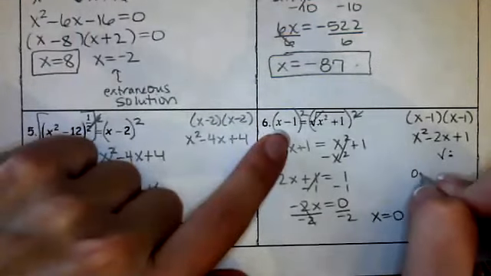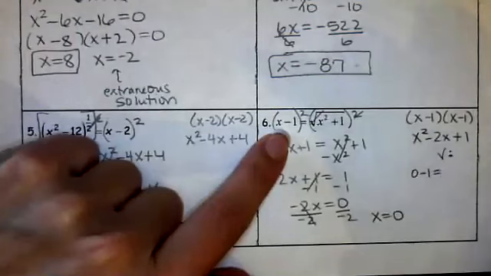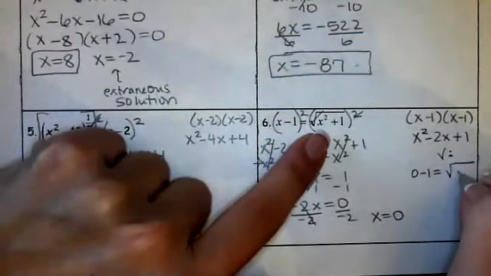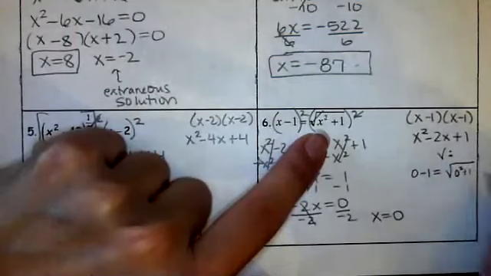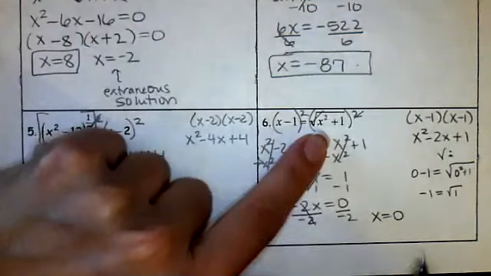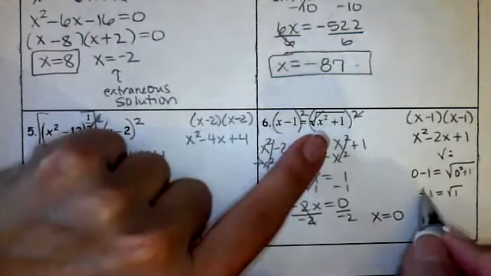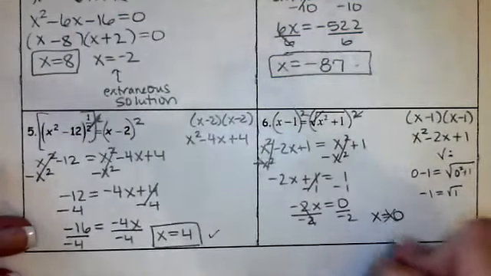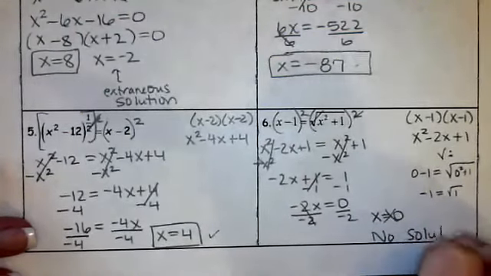because when we plug in the 0 in our original equation here, we get 0 minus 1 on the left-hand side. And then on the right-hand side, we get the square root of 0 squared plus 1. And so that is negative 1 equals the square root of 1, which is not true. You do not get a negative out of the square root, so that does not work. So this would be a no solution.